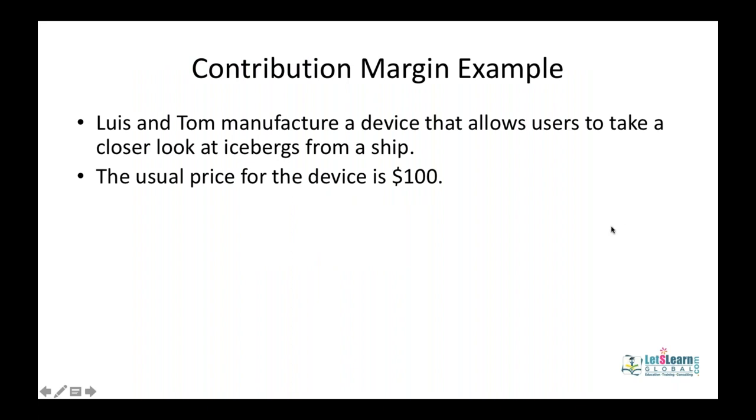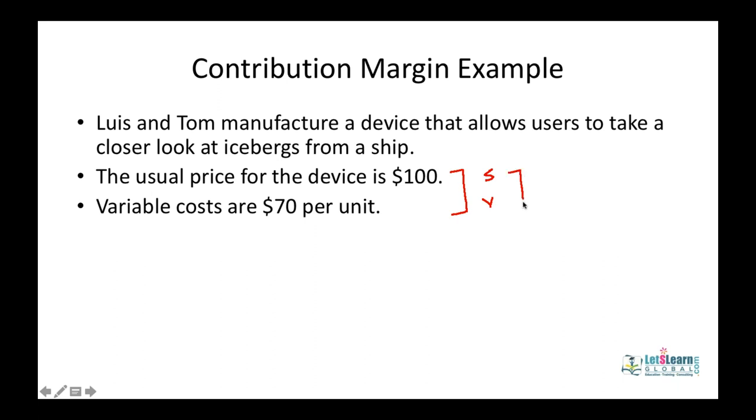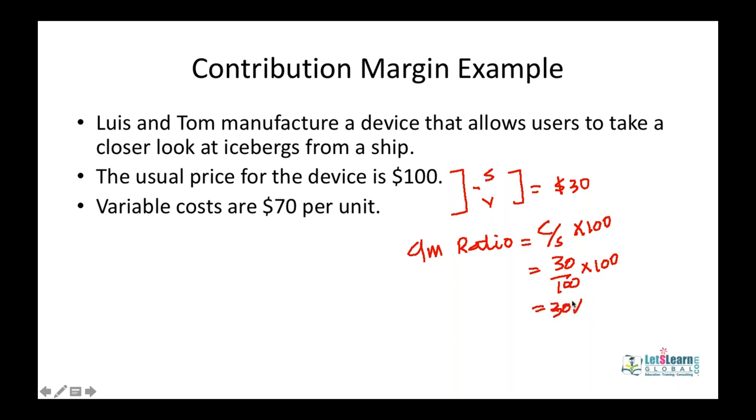Now, let us see that the selling price of a product is $100 and variable cost is $70. So we can now say sales minus variable cost is $30. The contribution margin ratio or profit volume ratio is contribution divided by sales times 100. That is 30 divided by 100 times 100, 30%. See, variable cost is 70%. When variable cost is 70%, your contribution margin ratio is 30%. When your contribution margin ratio is 30%, your variable cost percentage is 70%.